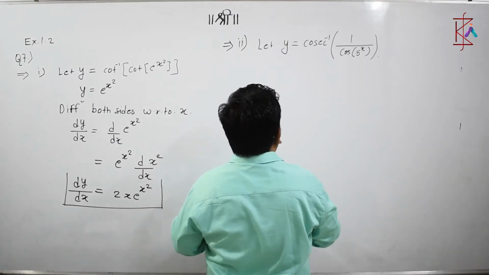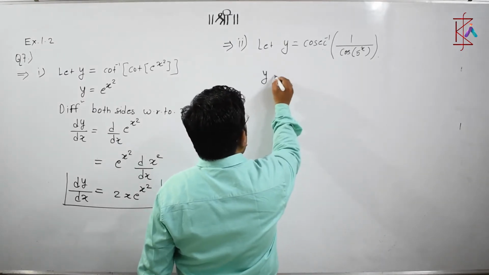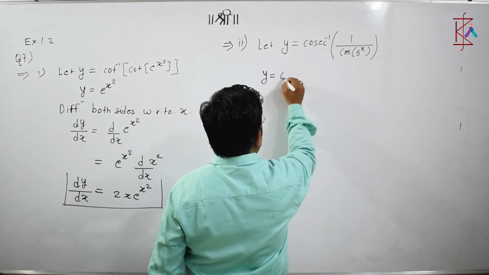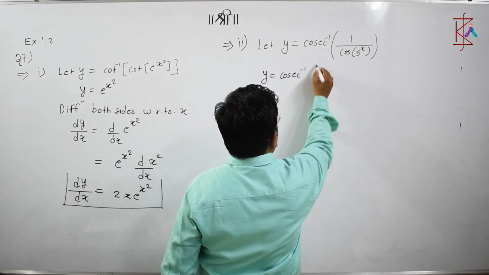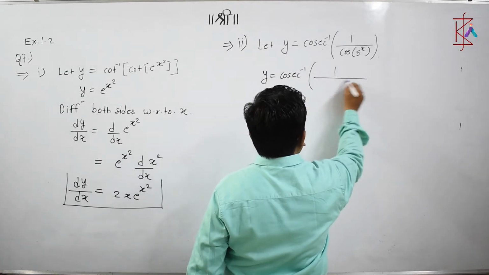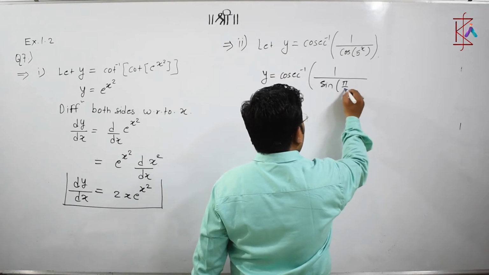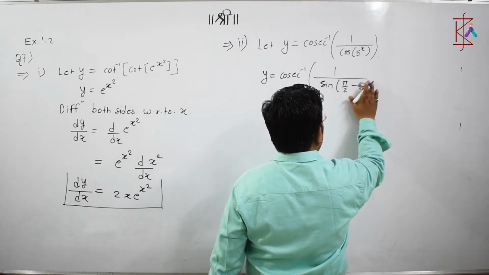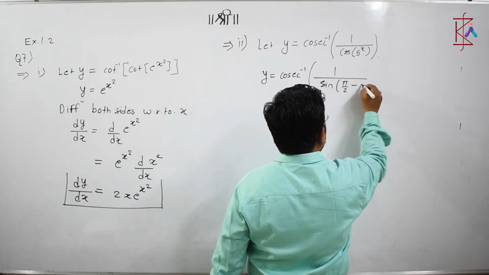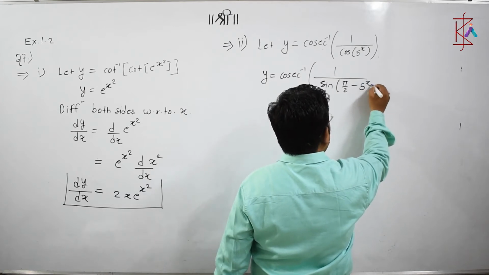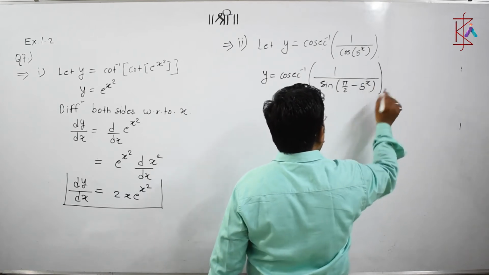What is that further point? So therefore y is equal to cosec inverse of what? 1 upon sine of pi by 2 minus theta means what? E raised to 5 raised to x. Okay, bracket completes.